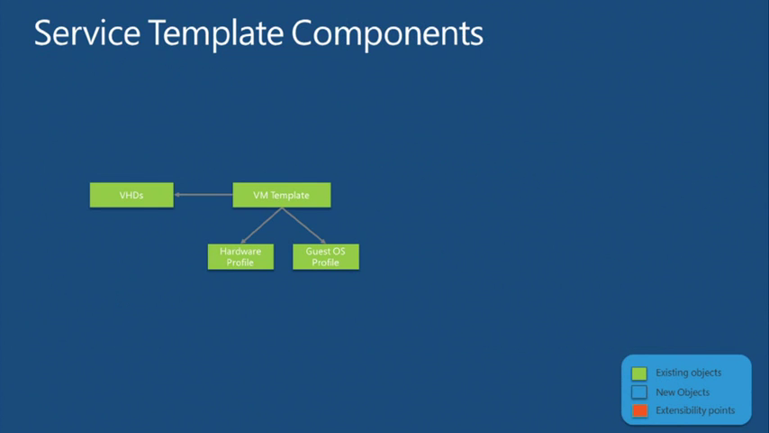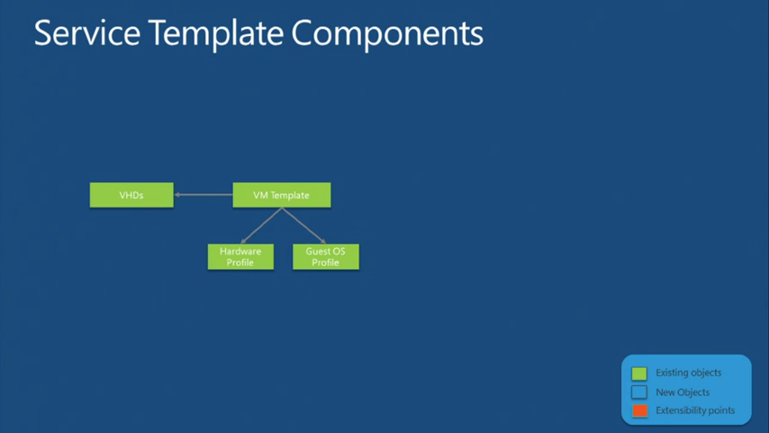This is another slide that I keep in here mainly for reference because we've talked about all these components, so I'll walk through them briefly again. These are your existing objects that you had for VM templates in 2008 R2. A VM template had VHDs, a guest OS profile, and a hardware profile.